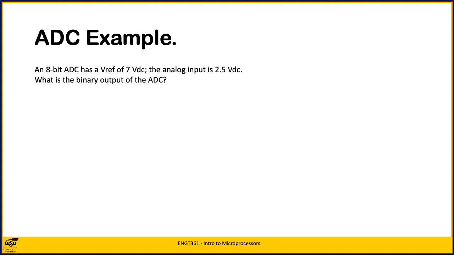As an example of an analog to digital converter, consider an 8-bit ADC which has a reference voltage of 7 volts DC, and an analog input of 2.5 volts DC. What is the binary output of the ADC?